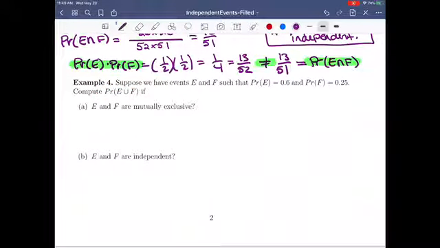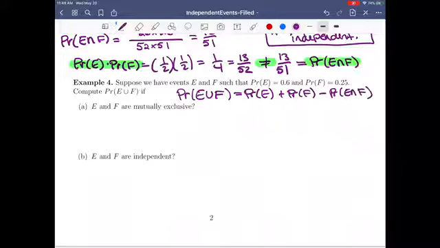I'm going to write this above because it is true for both. The probability of E union F is the probability of E plus the probability of F minus the probability of the intersection. This is the principle of inclusion-exclusion for probability, and it is true for any sets.